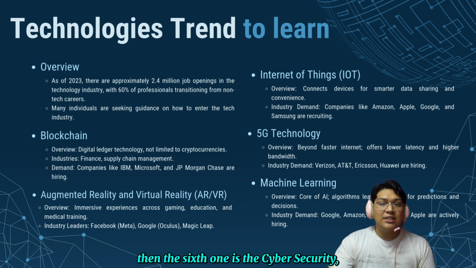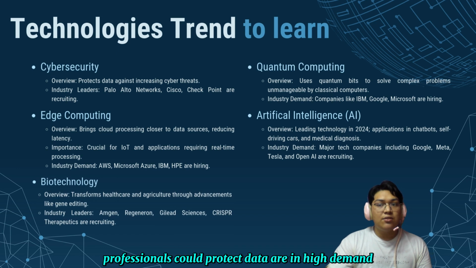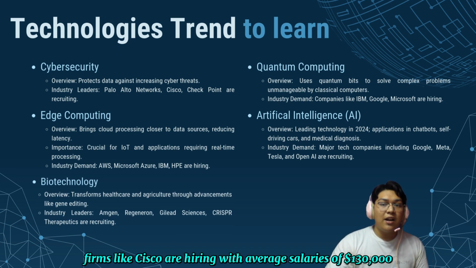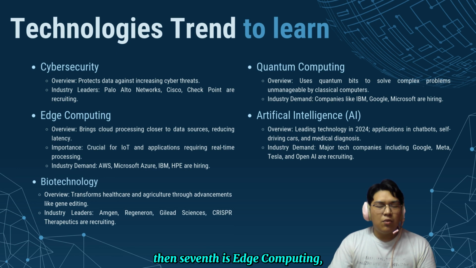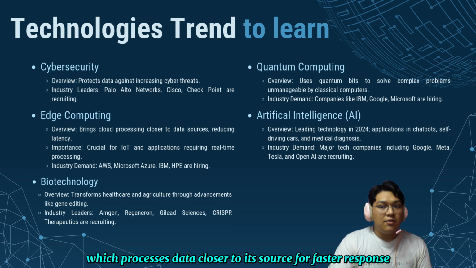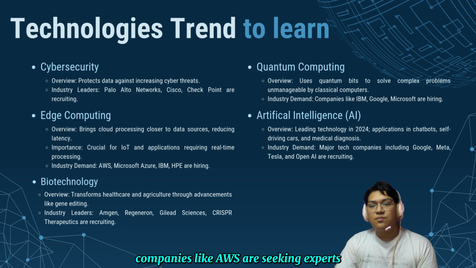Then the 6th one is cybersecurity. With rising cyber threats, professionals who can protect data are in high demand. Firms like Cisco are hiring with average salaries of $130,000. Then 7th is edge computing, which processes data closer to its source for faster response. Companies like AWS are seeking experts.